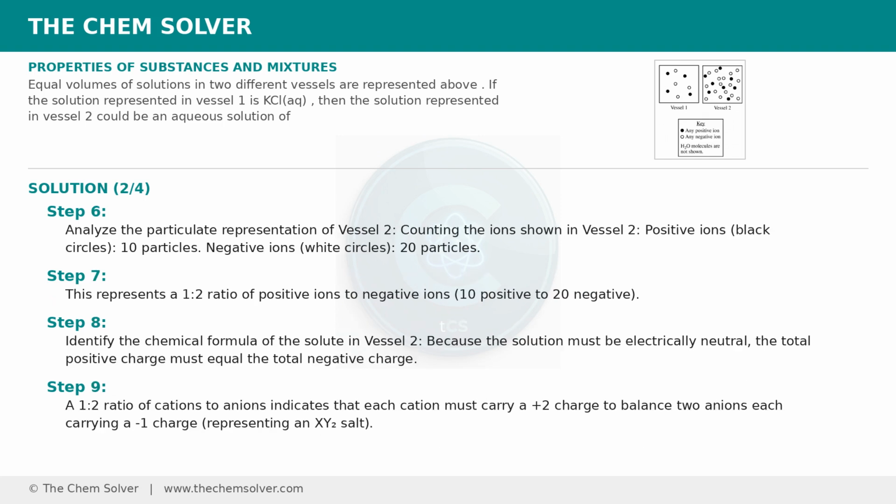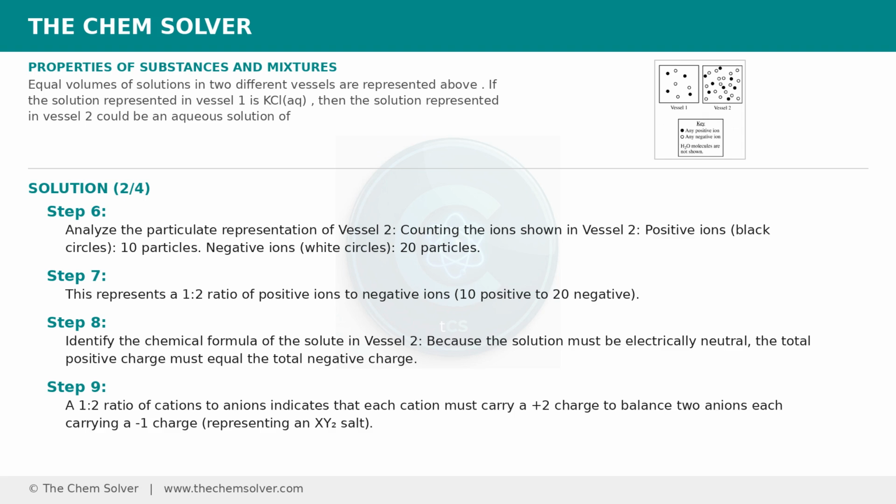Analyze the particulate representation of vessel 2. Counting the ions shown in vessel 2. Positive ions, black circles: 10 particles. Negative ions, white circles: 20 particles. This represents a 1-to-2 ratio of positive ions to negative ions, 10 positive to 20 negative.